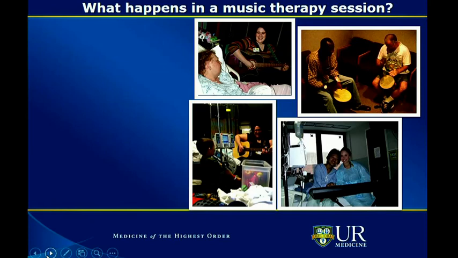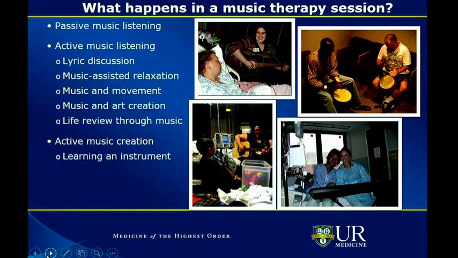So I'm going to let Mandy go into what that might mean. Yeah, what could happen in a music therapy session? Well, so many different things. And it really just starts from the person who is participating in the session. They are the center of what happens in a session.